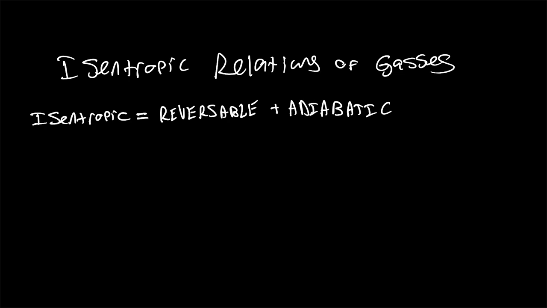Alright, so now we're going to be taking a look at the isentropic relationships of gases. And we're going to be deriving how two gases at different states can be related by an isentropic process. Essentially, isentropic means that the process is completely reversible and that there is no heat transfer to the surroundings.